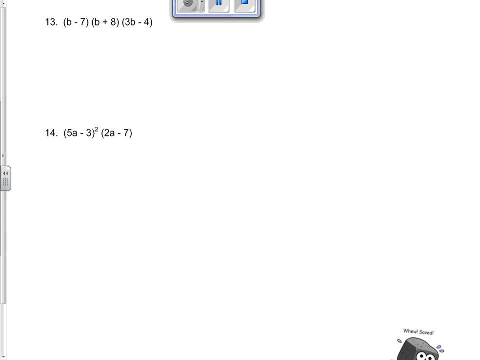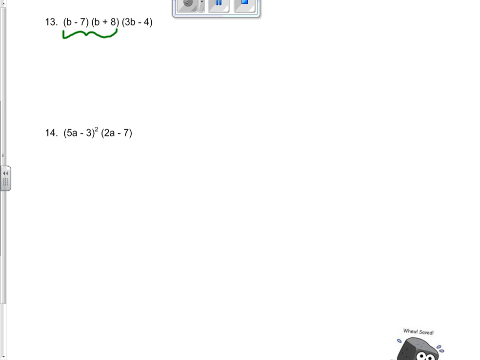Last 2 examples. 13 is also multiplying 3 things. You can only do 2 at a time. It is your choice which 2 you would multiply together first. I'm going to go for the first 2, b minus 7 times b plus 8. And in a while, I'll multiply that by 3b minus 4.